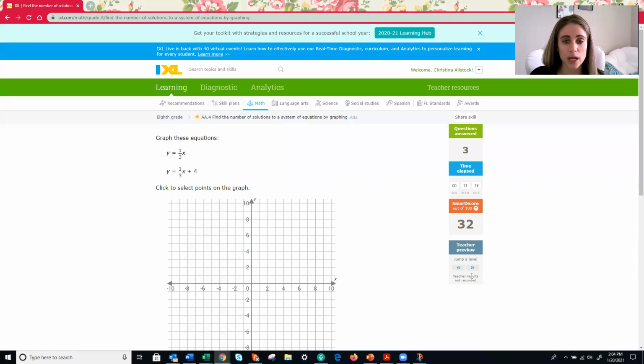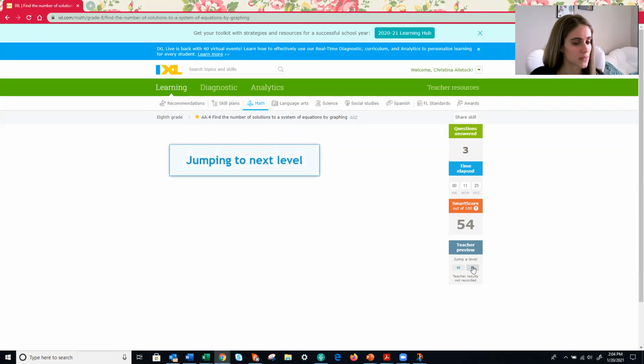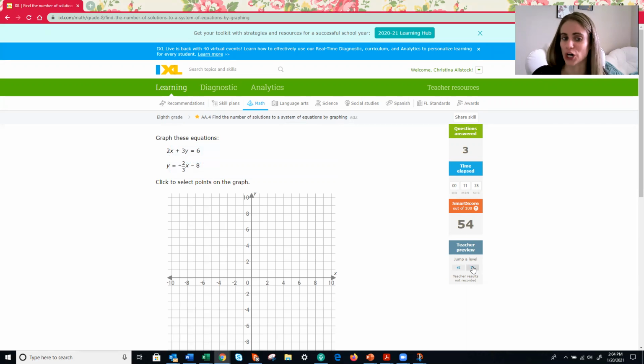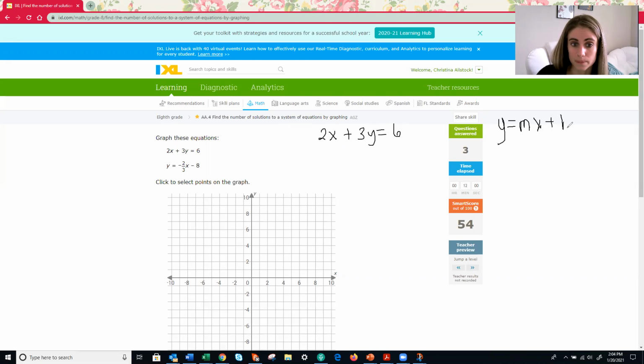Let's go through and find one where the equation is not in slope-intercept form so we can review that before we come to a close. Here we go. Perfect. All right, this very top equation here, 2x plus 3y equals 6, is not in slope-intercept form. That's in standard form, which is when you have your x term plus your y term equals your constant. We need to rewrite this so it's in slope-intercept form. We want it to be y equals mx plus b.